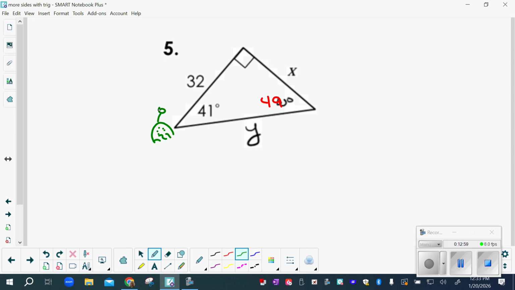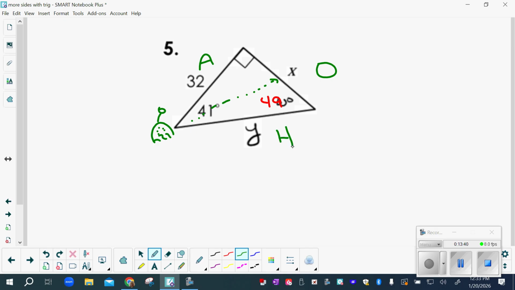So looking at mine, can you tell me what side is opposite of angle 41? Just look up there. That's not a trick question. Opposite of this guy, what side is opposite? X, Y, or 32? Which one is opposite? From his perspective, this is my adjacent, and the longest side is my hypotenuse.